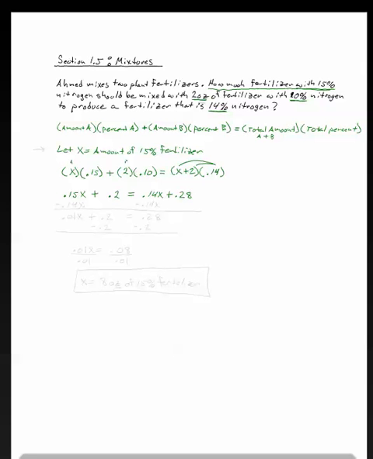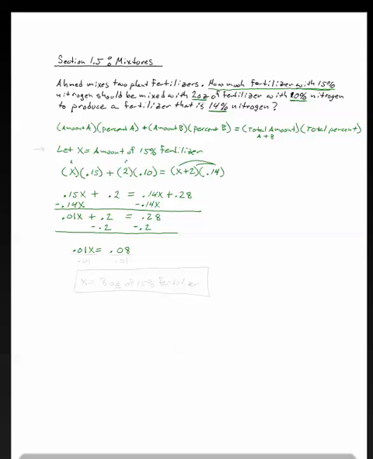So now what we want to do is get our x's on the left-hand side. So we subtract 0.14x from both sides. That's going to give me 0.01x plus 0.2 equals 0.28. Now we want to get our constant on the right-hand side, so we subtract 0.2 from both sides. That gives me 0.01x equals 0.08.